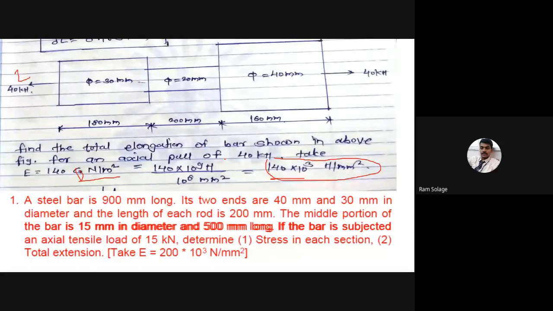Please write down the given data, and I take the reference of the previous problem. Please solve the problem. They are asking to find the total elongation of the bar. In this problem, it does not require calculating sigma 1, sigma 2, and sigma 3. We have to calculate delta L directly and give the answer in the chat. What is the value of delta L? That is the elongation, nothing but delta L.